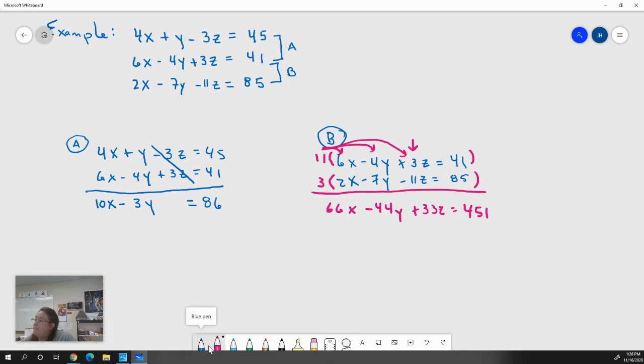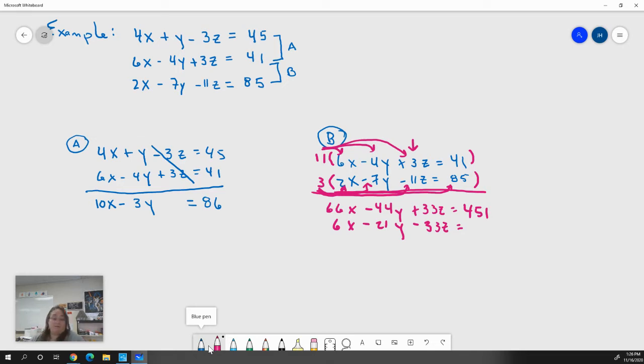And then we're going to do the same thing down here. We're going to multiply each piece times 3. So 3 times 2 gives me 6x. 3 times negative 7 gives me negative 21y. 3 times negative 11 gives me negative 33z, which is what started this whole thing in the first place. And 3 times 85 gives me 255. Is that right?